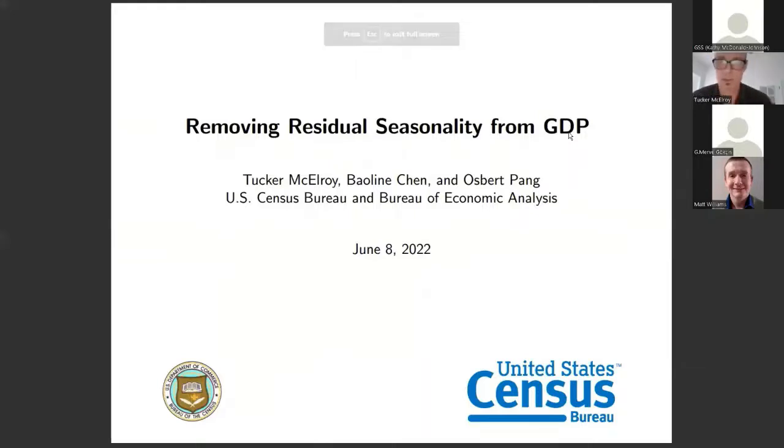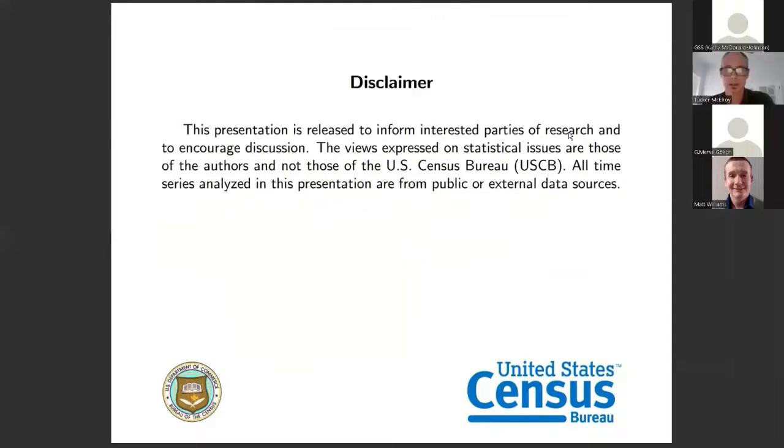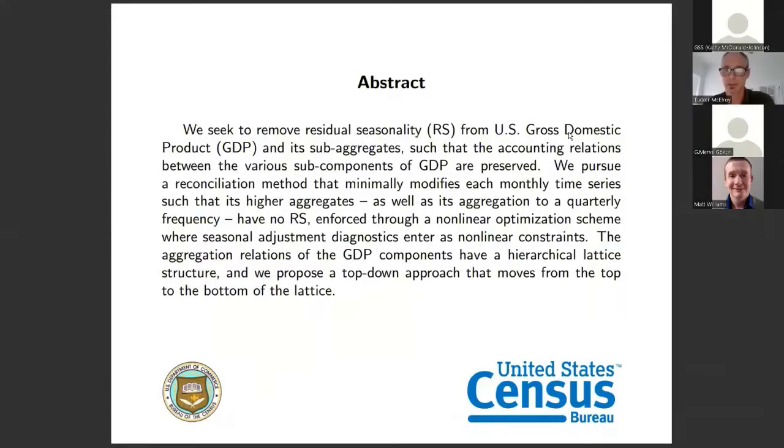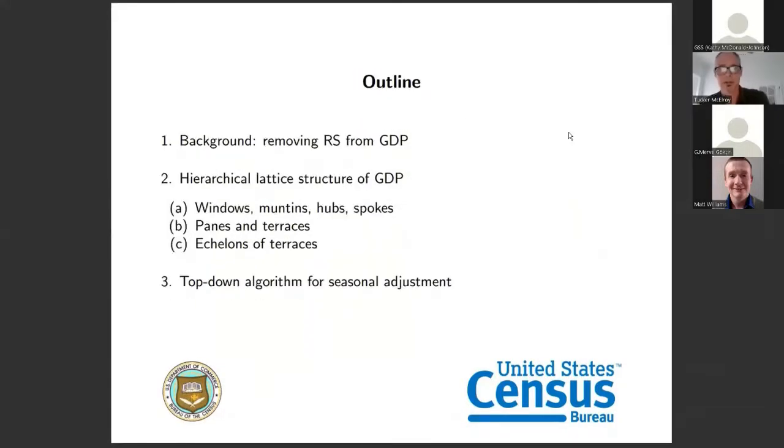So the previous talks did a really good job of discussing the indirect seasonal adjustment problems, so I can maybe skip over a few of my beginning slides. This is joint work with Baoline Chen and Osbert Pang. Standard disclaimer, and I'm going to just skip quickly over the abstract or the outline.